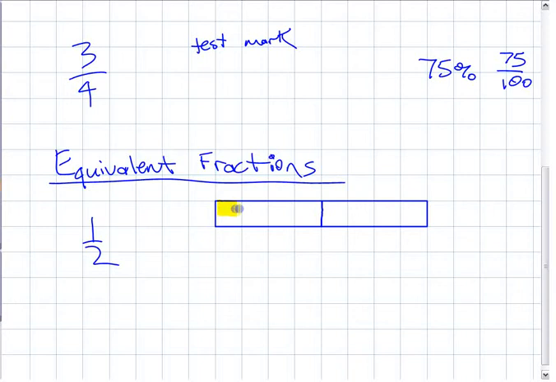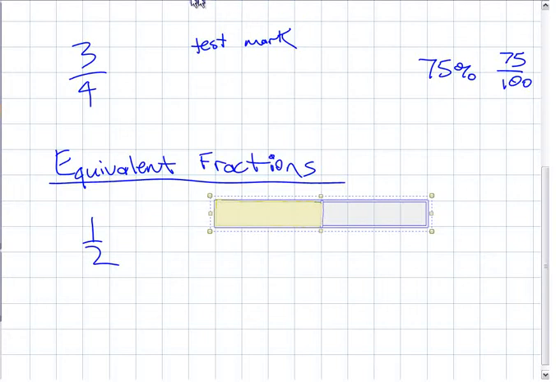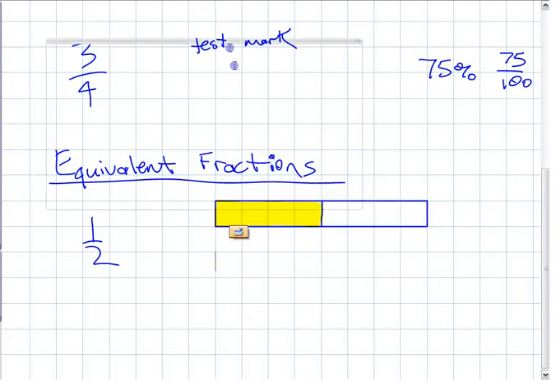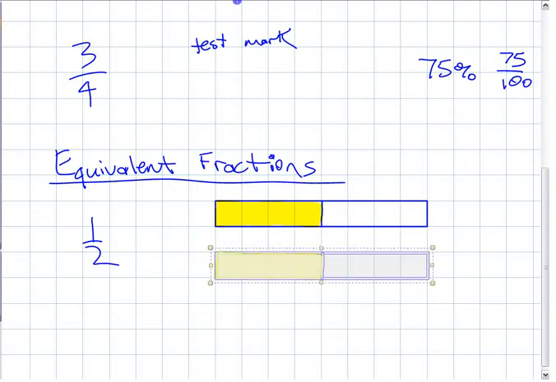I have one out of the 2, right? But there's other ways you could do it, right? You could take that same thing. Instead of taking one whole strip and breaking it into 2, I could copy and I could paste it down here. Okay, and then I'm going to leave the shading there.